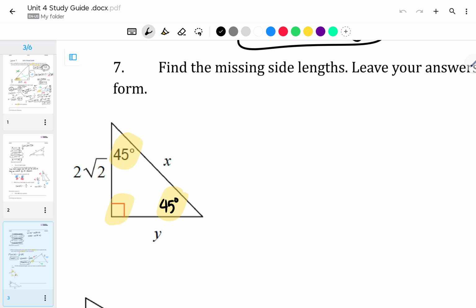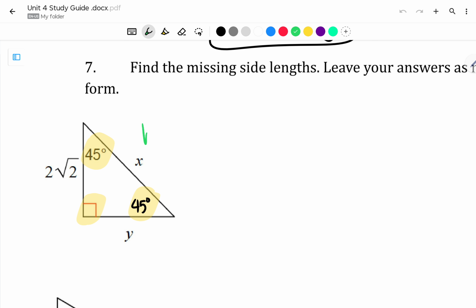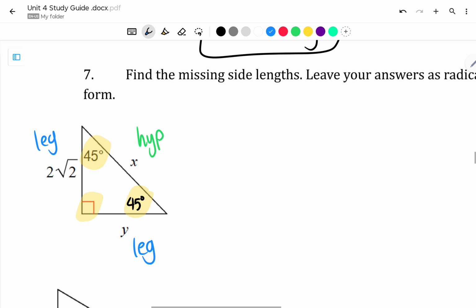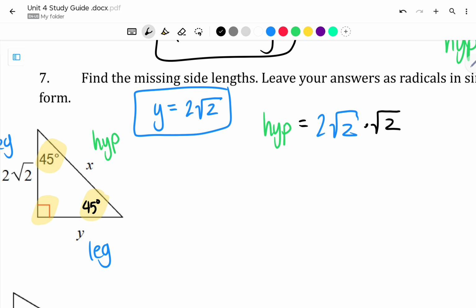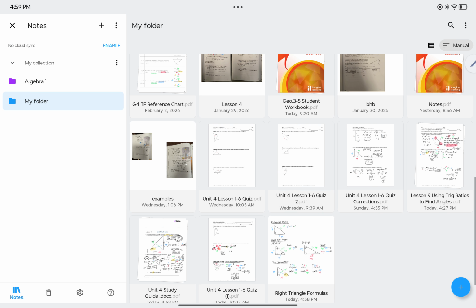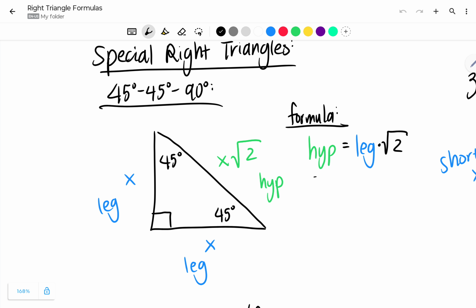So I'm going to go ahead and label my sides. This is the hypotenuse, and these are the legs. What did I say earlier about the legs again? They're always equal to each other. So by that, I already know what y is. Boom. 2 square root 2, they're equal. My formula is hypotenuse equals the leg, which is 2 square root 2, times square root of 2. Right? That times square root of 2 is just part of your formula right there. Okay.